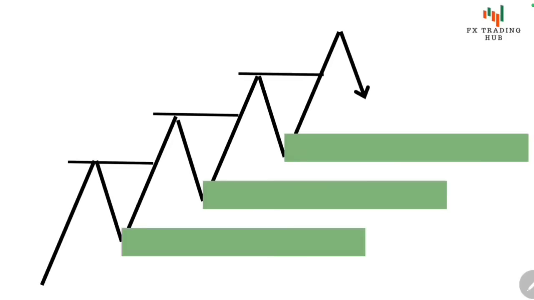This is your normal market structure. This is a bullish market structure whereby the market is making higher highs and higher lows, and you have your break of structure here, break of structure to the upside.